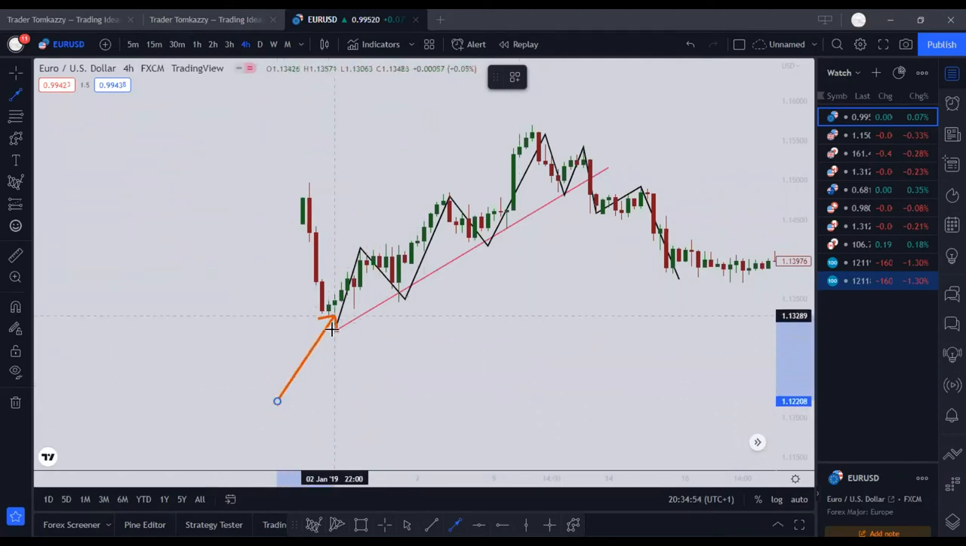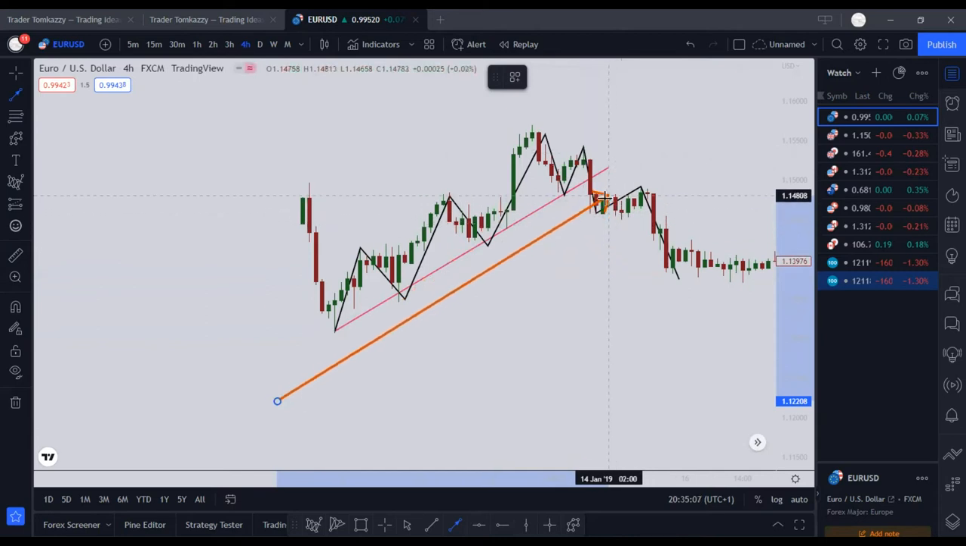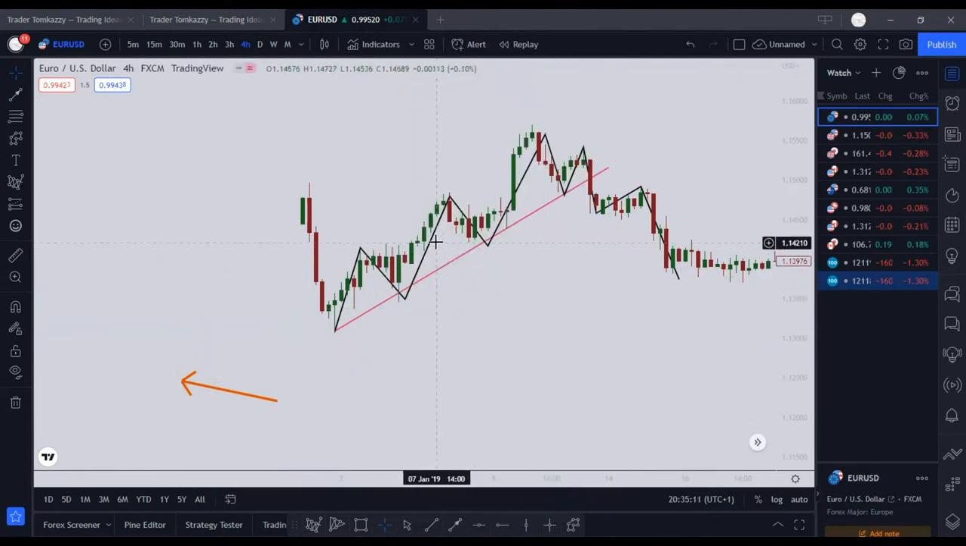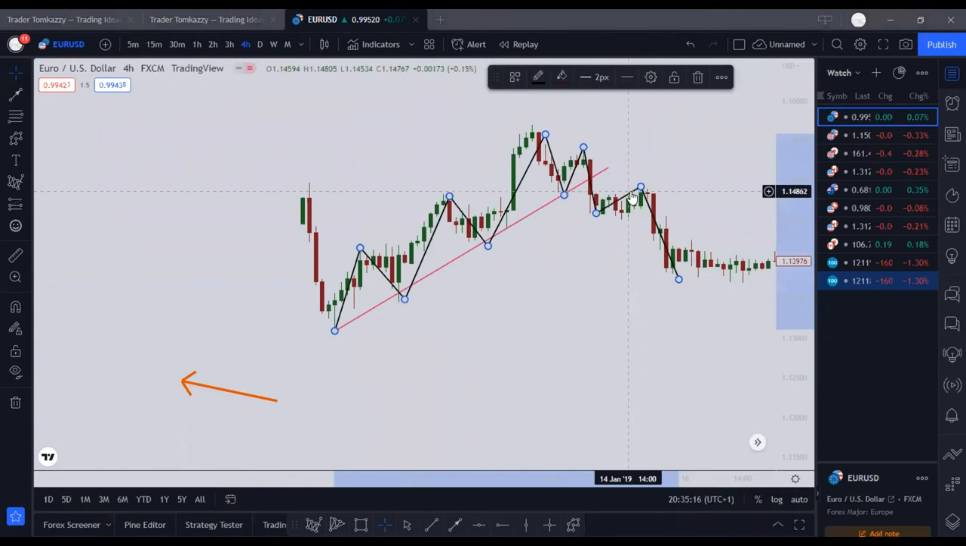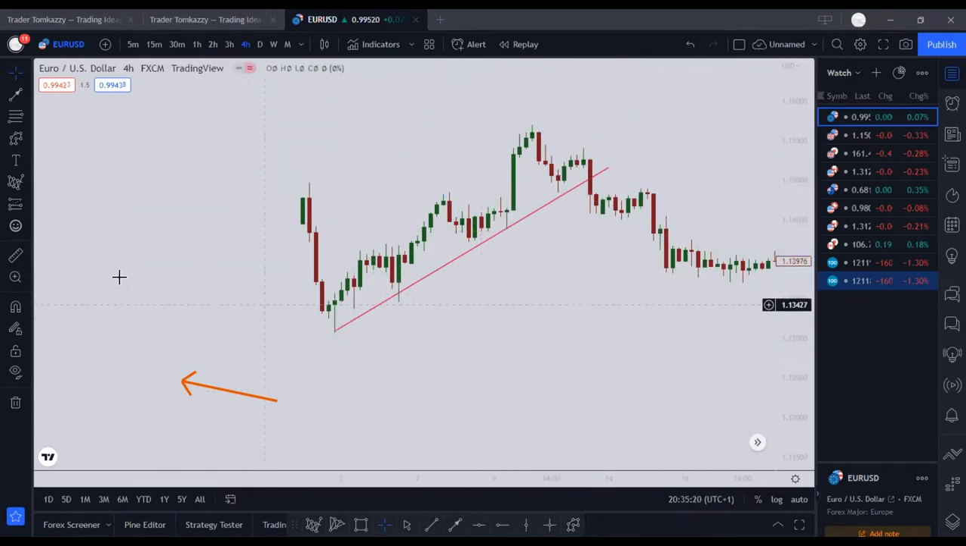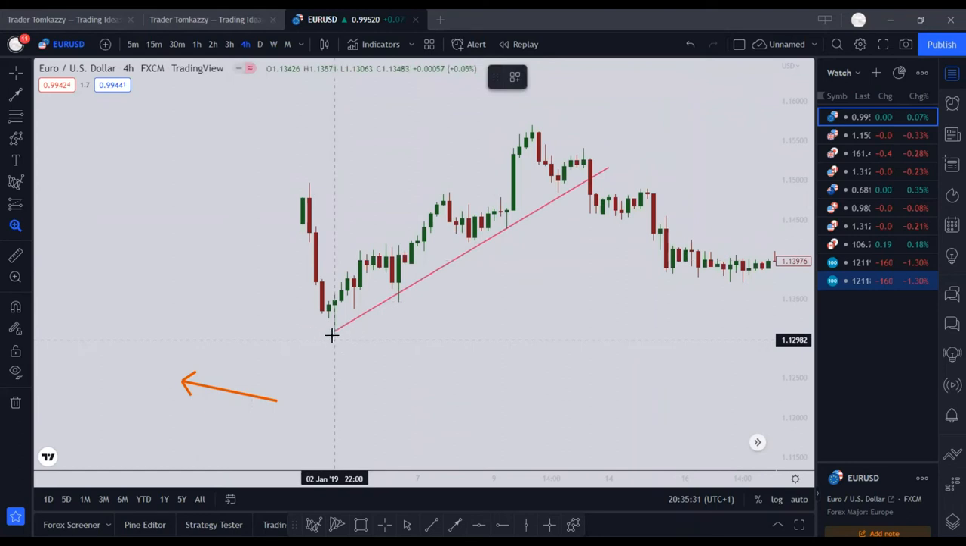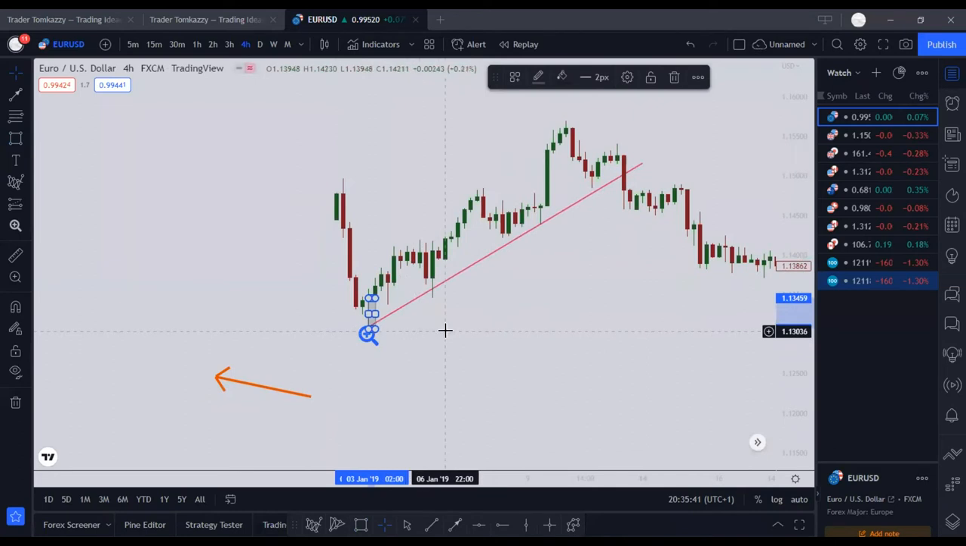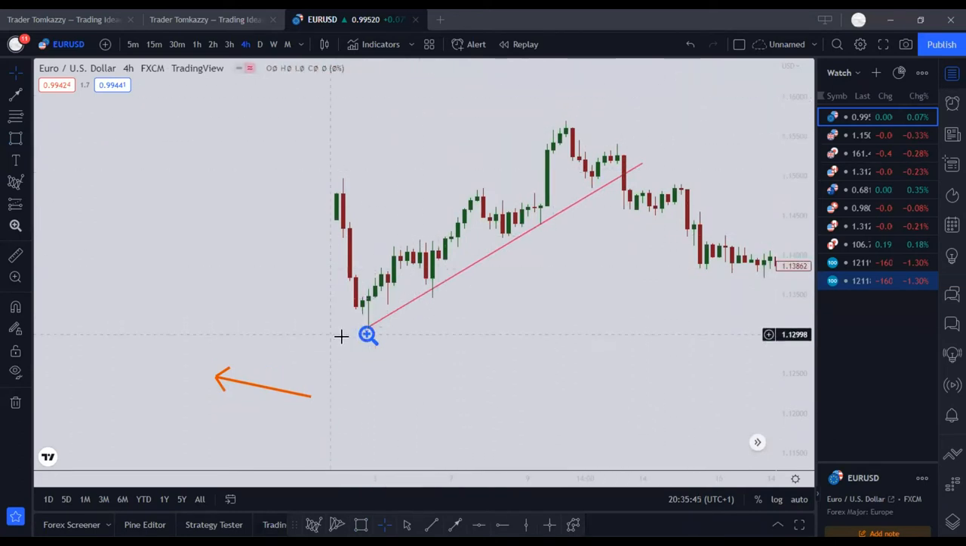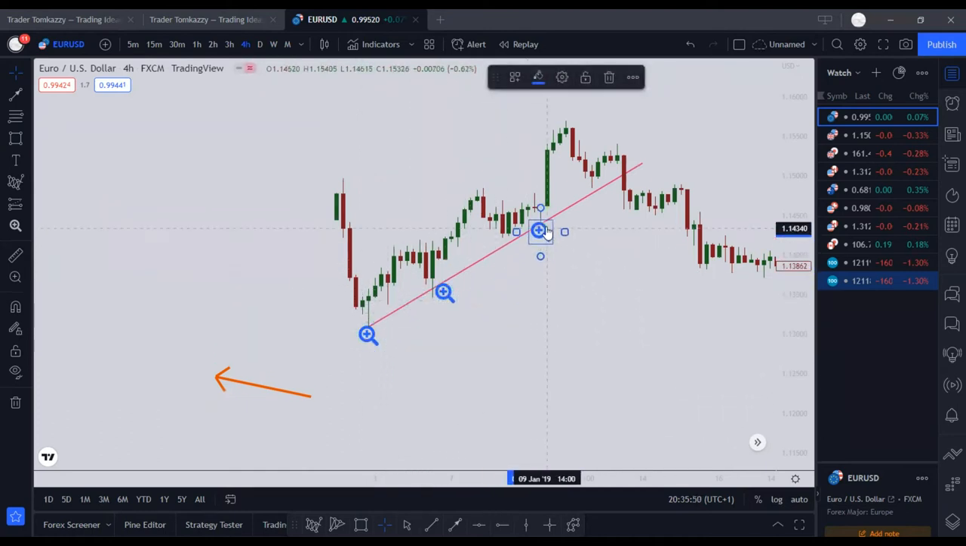So we had a high here, higher low here, higher high, higher low, higher high, higher low, higher high, higher low. We couldn't form another higher high. The market reversed on the fourth touch. Good. So that's what I was explaining. So first touch. We had a touch there. We had a touch here. Another touch here, the third one. It's supposed to be the fourth one, but it broke it.